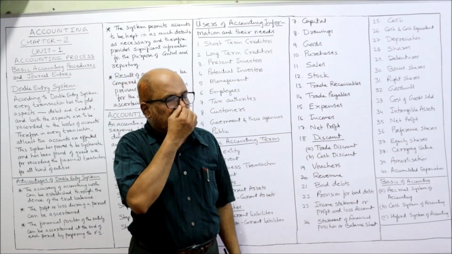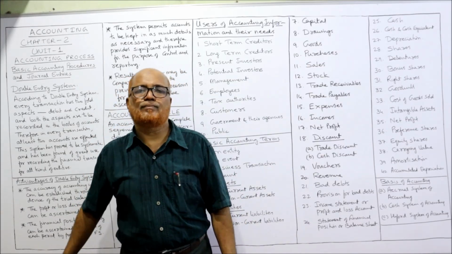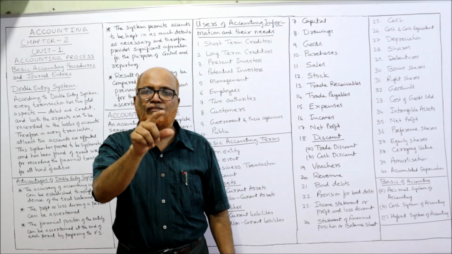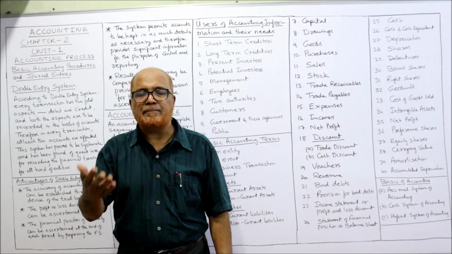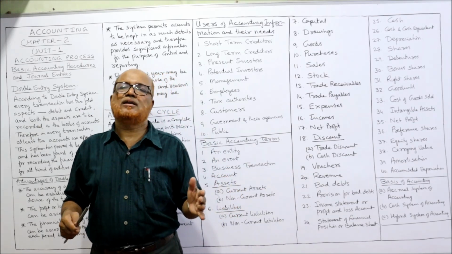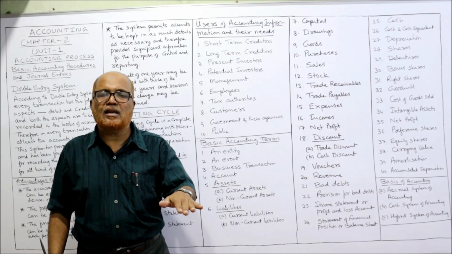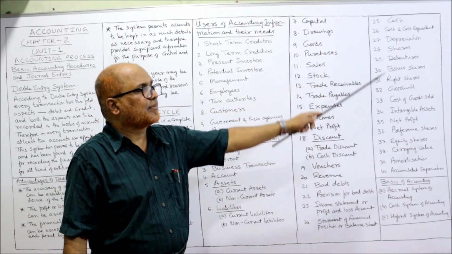Then depreciation. Decrease in the value of the non-current asset, decrease in the value of a fixed asset due to wear and tear, due to obsolescence, lapse of time, depletion, etc. Whenever fixed assets are used, their value will get decreased. So that decrease in the value of the fixed asset is called depreciation.